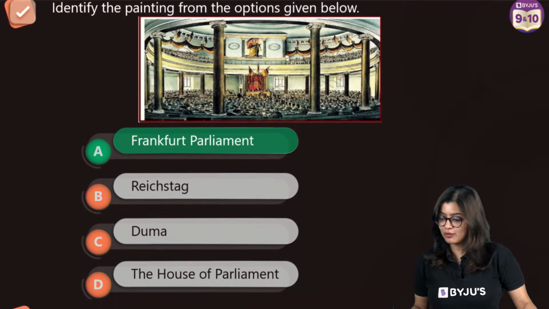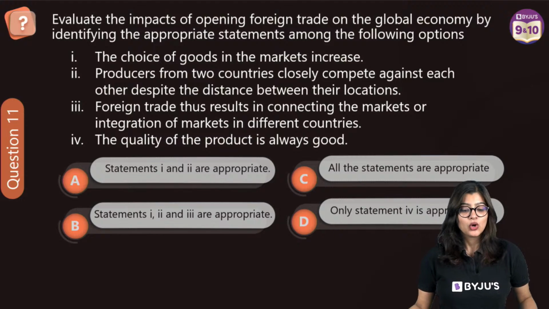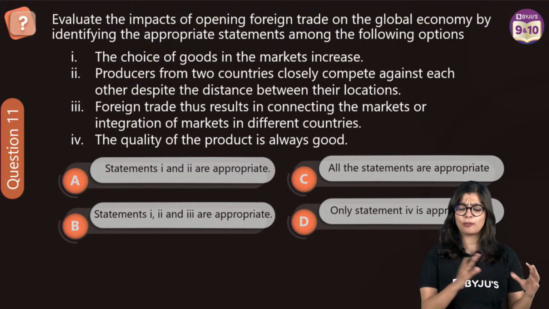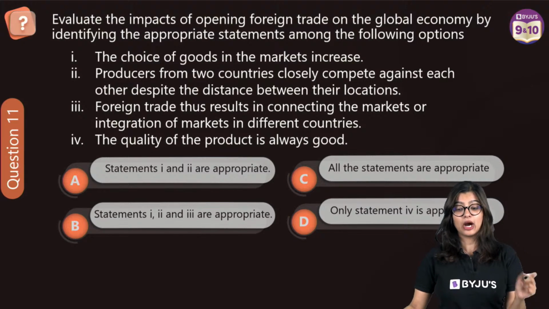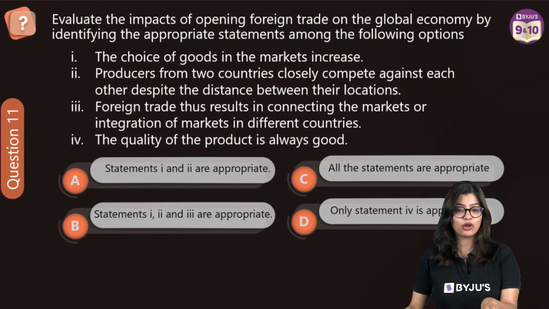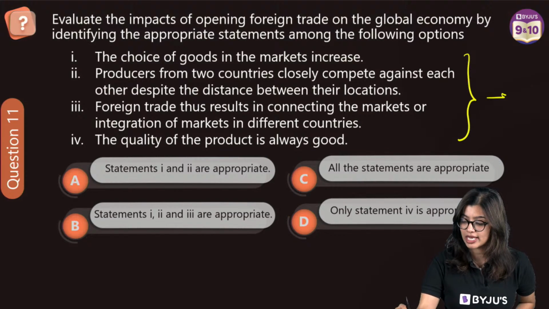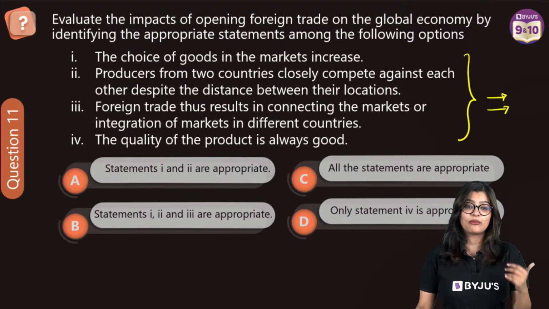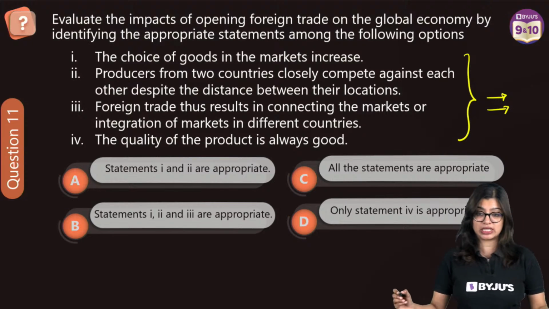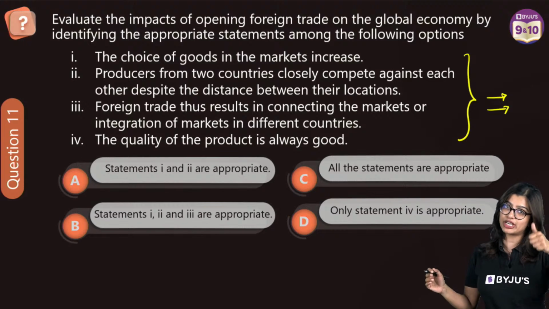Okay, so now we'll move on to the next question, which is question number 11, where we evaluate the impacts of opening foreign trade on the global economy by identifying the appropriate statements among the following options. So now, of course, we have 4 statements given to us from which you need to identify the correct options. Now, many of you are saying that, ma'am, I'm not able to see the options, but go ahead and have a look. The poll will be live and you can give me the answer.